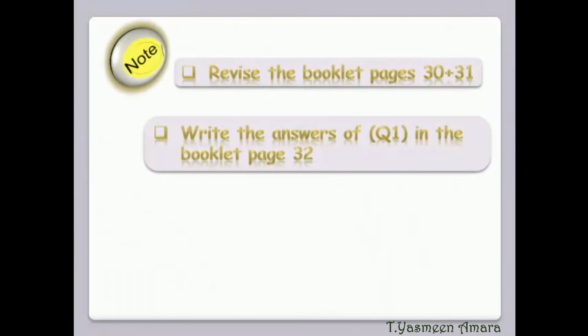There are some notes you should follow, please, and do them to improve yourself. The first point, revise the booklet, pages 30 and 31. The second point, write the answers of question number 1 in the booklet, page 32.